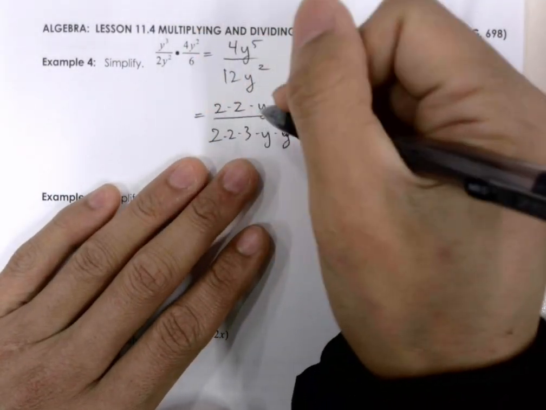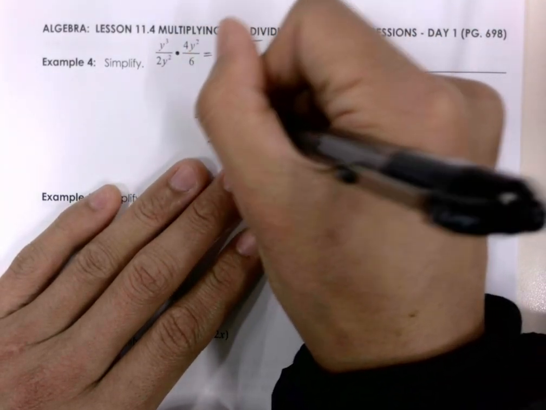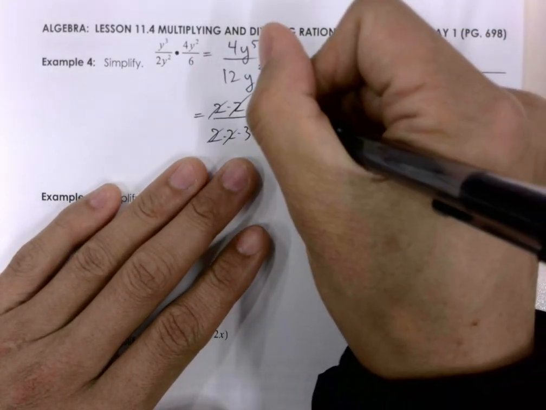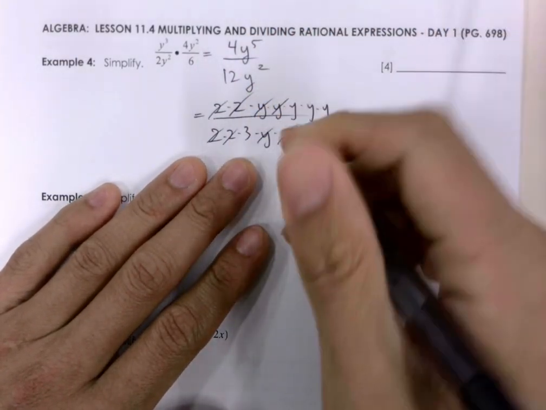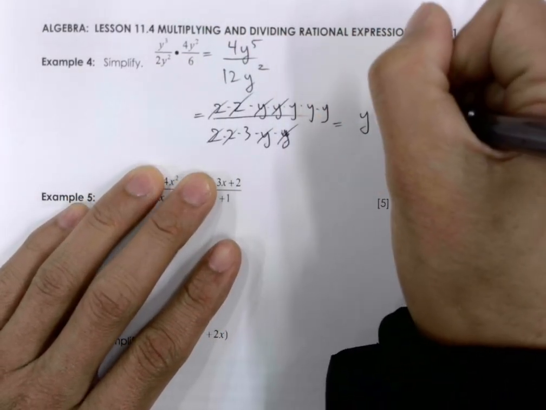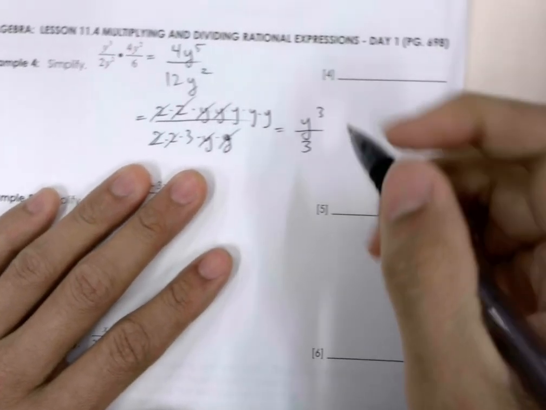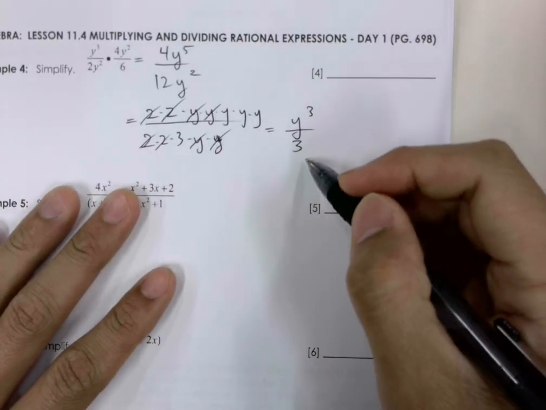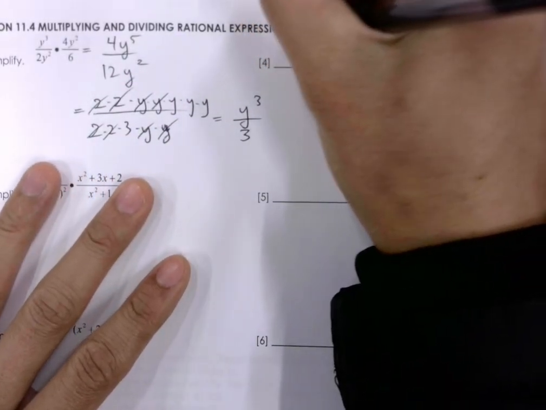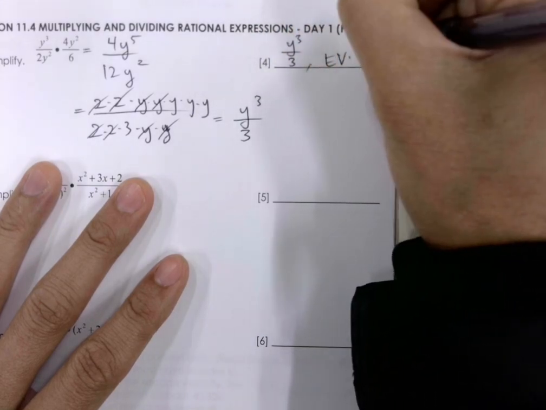And so we have two 2's up in the numerator, and we have two factors of 2 in the denominator, so we can cancel those out. And then we have 2 y's in the denominator, and we have 2 y's in the numerator, so we can cancel those out. And so what are we left with? We're left with y to the 3 over 3. Right? And so there is no value of y that makes the denominator equal to 0, so we're going to have a y to the 3 over 3 with no excluded values.